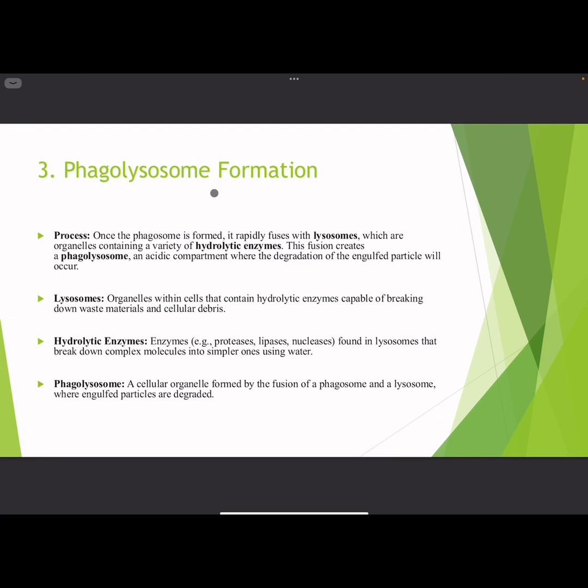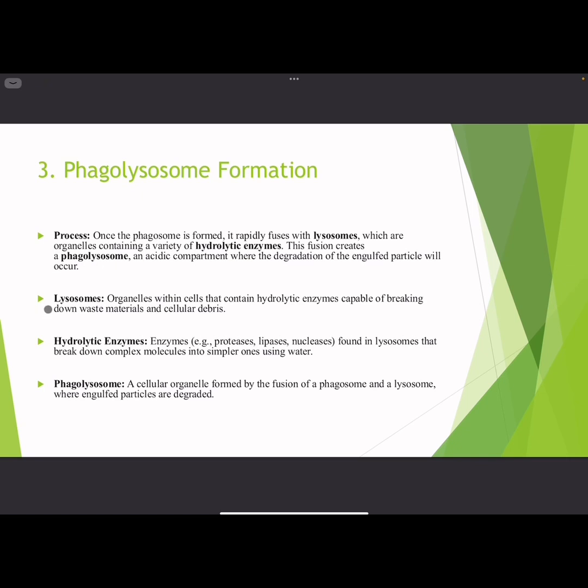Once the phagosome is inside, it quickly merges with another organelle inside the cell called a lysosome. Lysosomes are like tiny recycling centers filled with powerful digestive enzymes. When the phagosome and lysosome fuse, they form something called a phagolysosome, which becomes a superacidic compartment where the breakdown of the engulfed particle will happen.